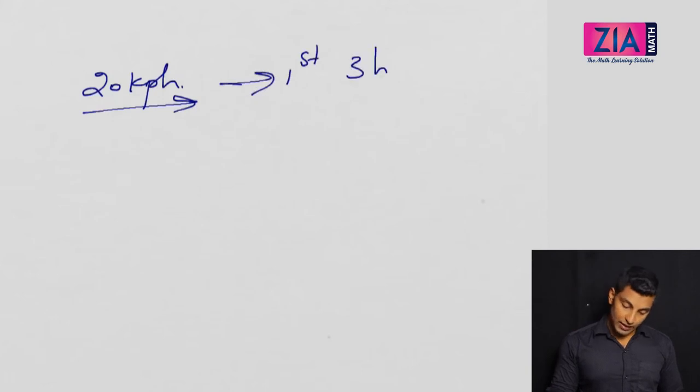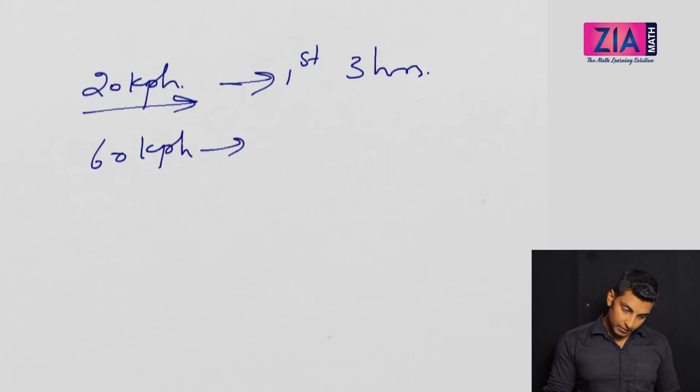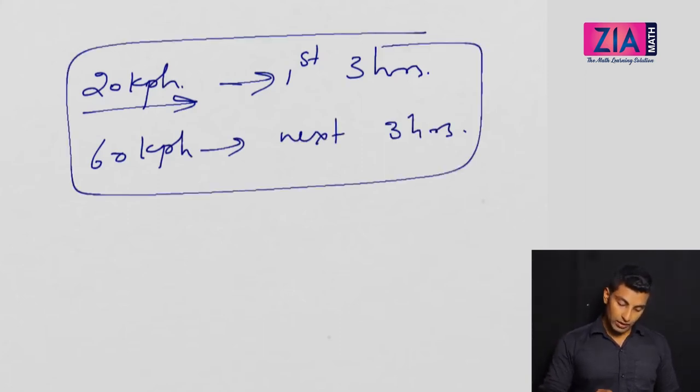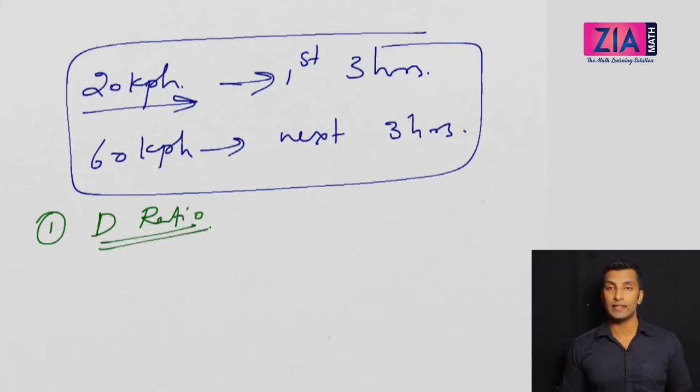Let's take a case of a car. A car is moving at a speed of 20 km per hour for the first 3 hours, then at 60 km per hour for the next 3 hours. Now I'll ask you a different question. First you need to find the distance ratio.